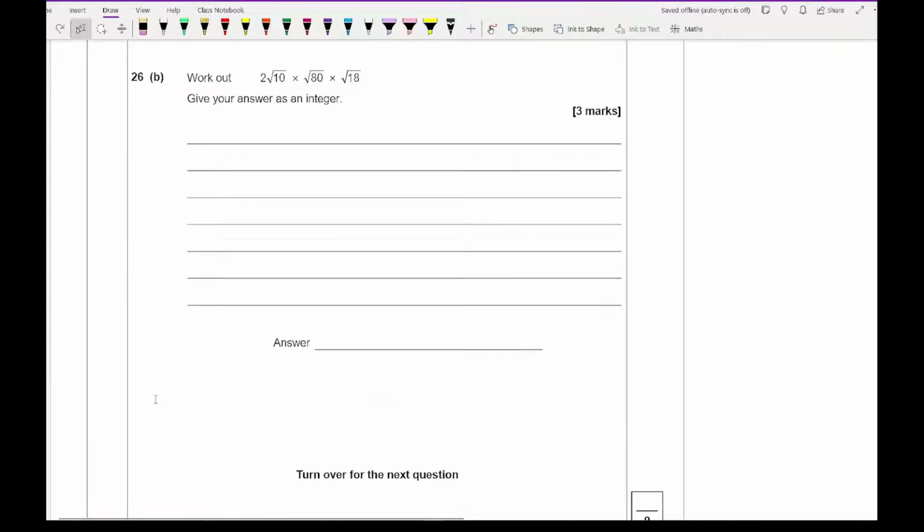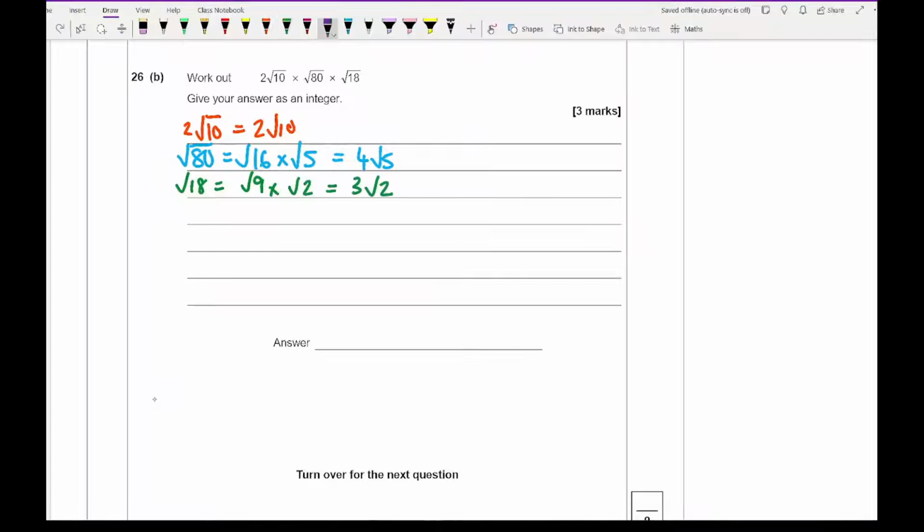Moving on to 26b, it says work out 2 root 10 times root 80 times root 18. For this, what you want to do is simplify the surds. 2 root 10 can't be simplified, so that's simply 2 root 10. Root 80 can be written as root 16 times root 5, which is 4 root 5. With root 18, I can write that as root 9 times root 2, which is 3 root 2. So then this becomes 2 root 10 times 4 root 5 times 3 root 2.